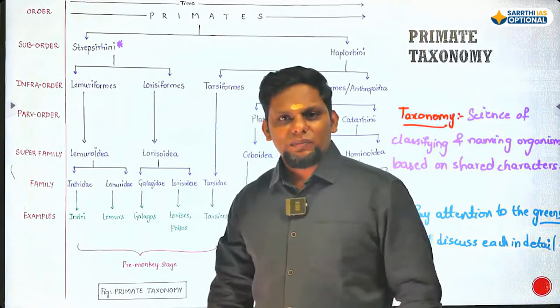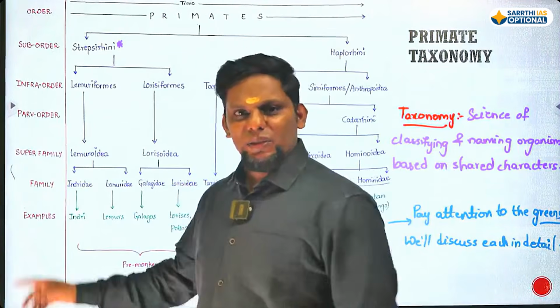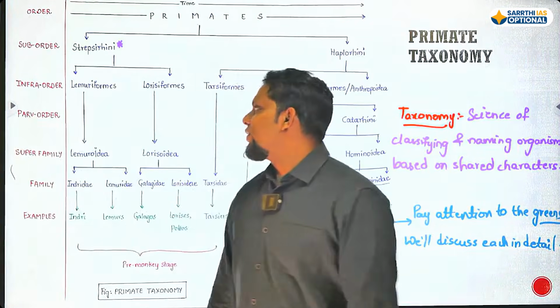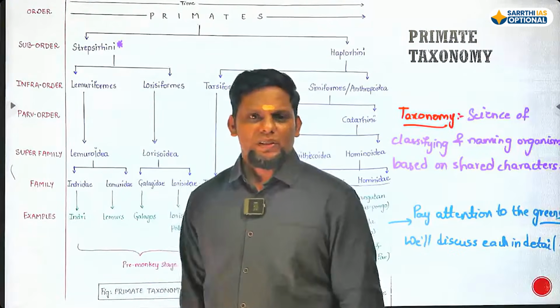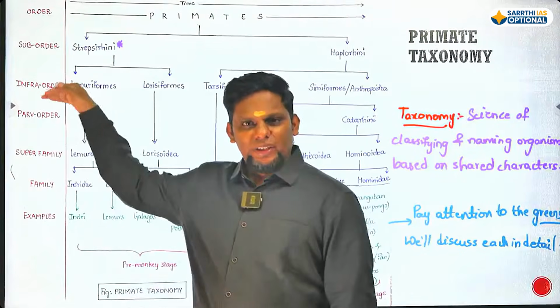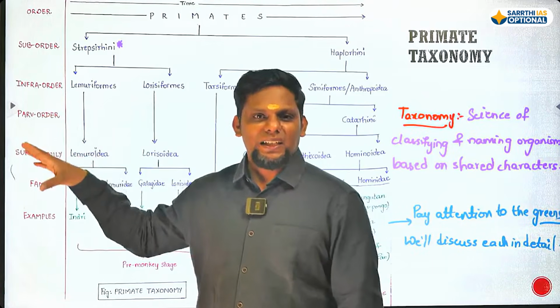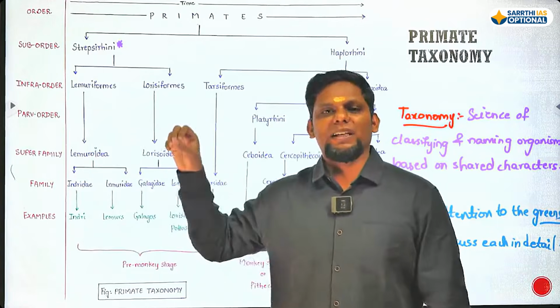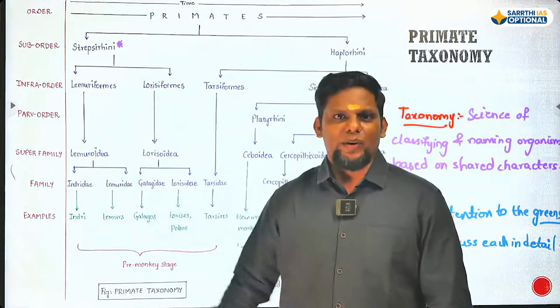Is that clear? The left branch is your Strepsirhini. Under Strepsirhini, can you see Lemuriformes and then Lorisiformes? Are you able to see this? Then if you move further down, you can see at the family level Lemuridae, Galagidae, Lorisidae, right? And finally, you have the examples, which are my lemurs, then my galagos, and my lorises. You understand this, right?